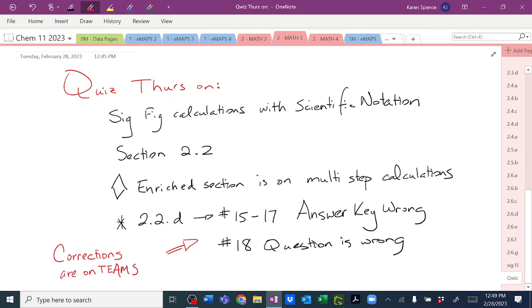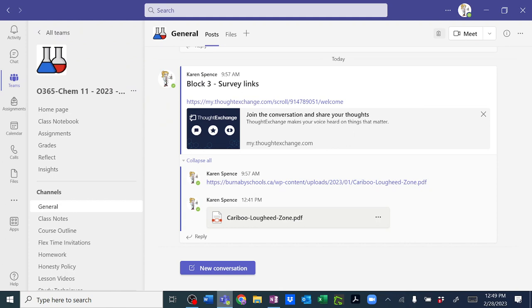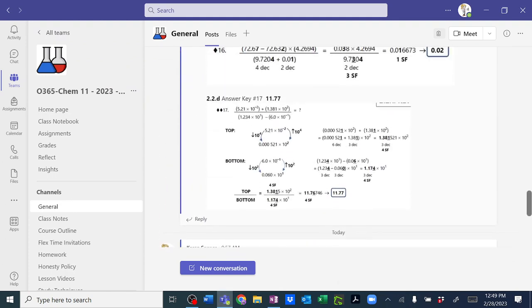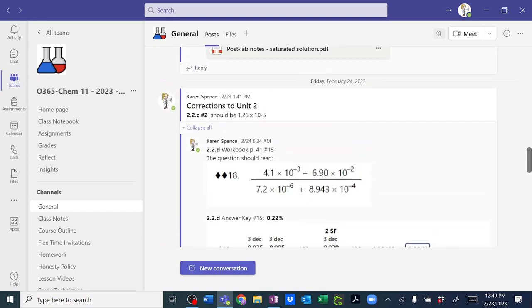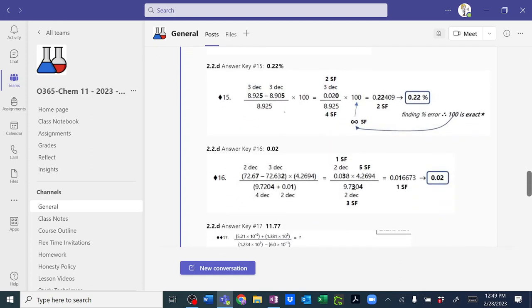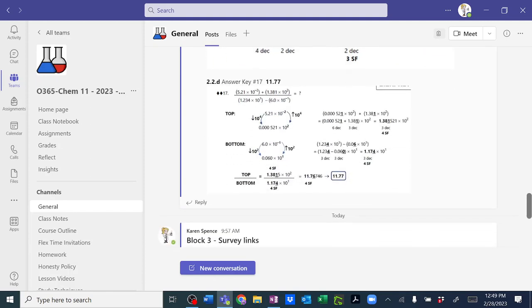If you are doing the enriched stuff, the answer key is wrong for 2.2D, and I wanted to show you where on Teams you can find the corrections. Here we go. Here were our survey links. I'll be getting rid of that post because we don't need it anymore, but corrections to Unit 2 are in the general channel. Numbers 15, 16, 17, and 18 are all corrected there. If you're not doing the enriched stuff, you won't need to worry about those, as they are all black diamond questions.